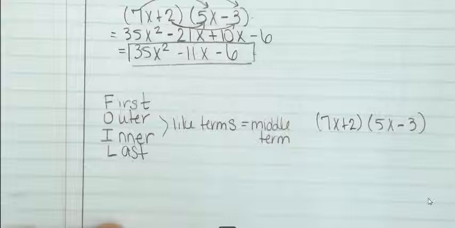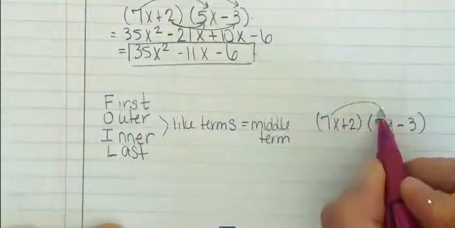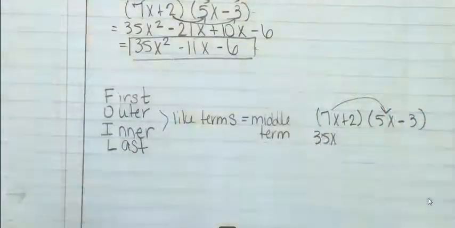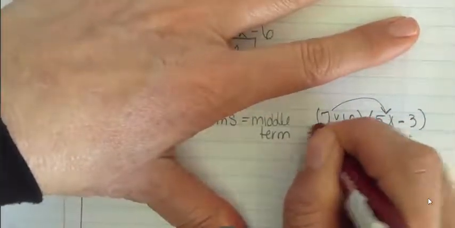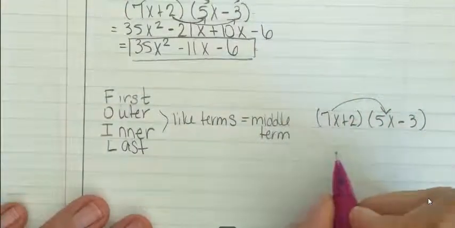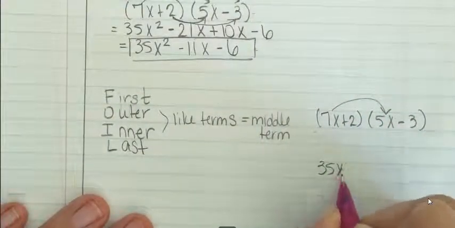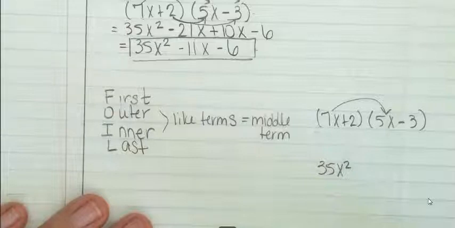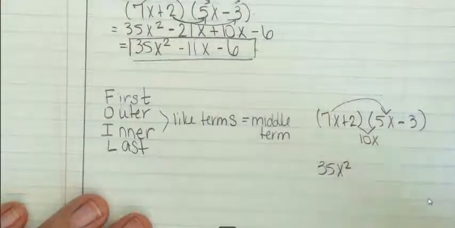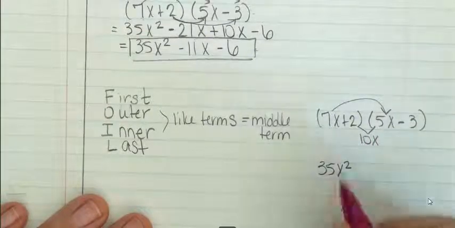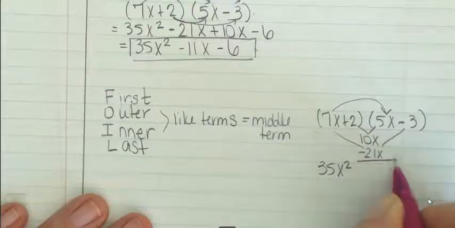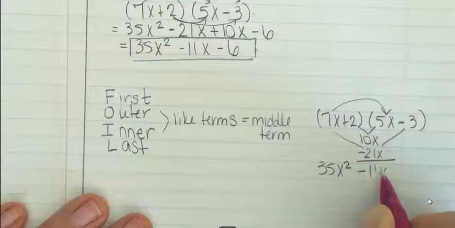Okay. So, first thing I do is my first terms. That gives me the 35x squared. Oops, actually, don't write it right there. Go down. Skip like 2 lines. So I do my first terms, which we've already done. You get 35x squared. Now, super quickly, you do your inners, which give you 10x. So practice this. Inners give us 10x. Outers give us negative 21x. And when I combine those, I get negative 11x.